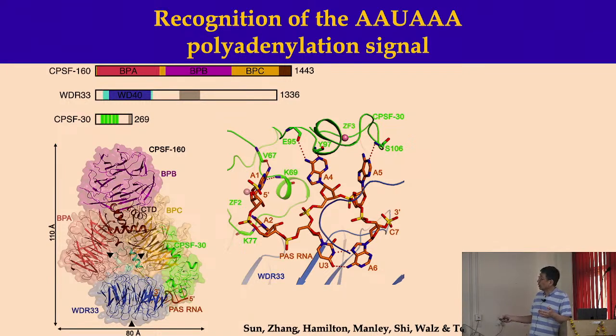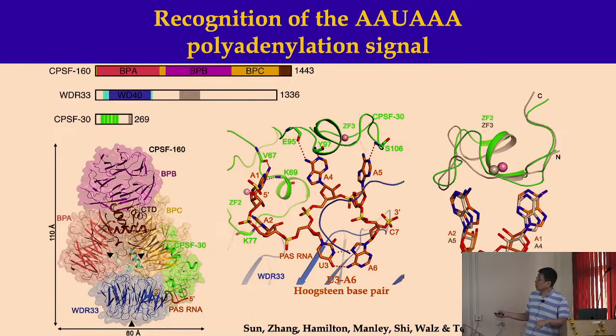Now, on the other side, U3 and A6 form something called a Hoogsteen base pair. Whereas the direct Watson-Crick base pair is a side-to-side base pair, this was a complete surprise. We didn't expect that a little hexanucleotide can form a Hoogsteen base pair between the third and the sixth bases of the nucleotide. So you can see the backbone is running back and forth like a snake, the X-shaped structure.